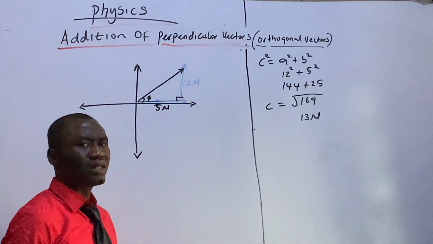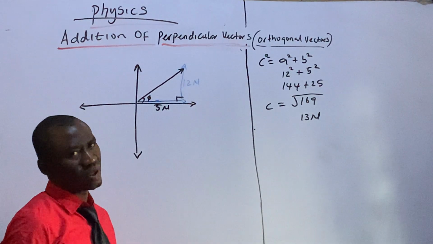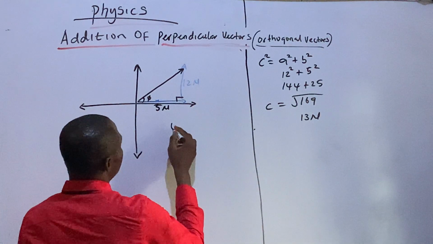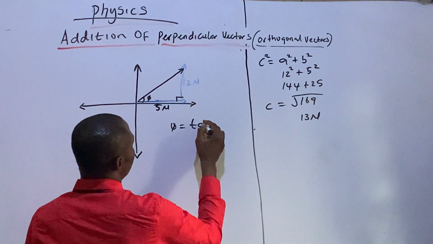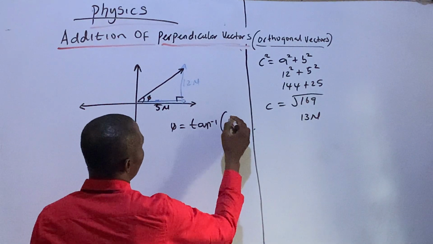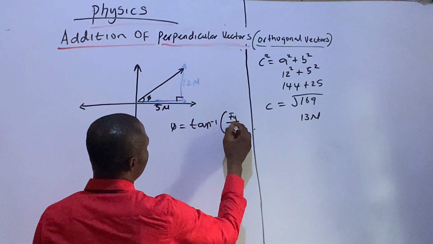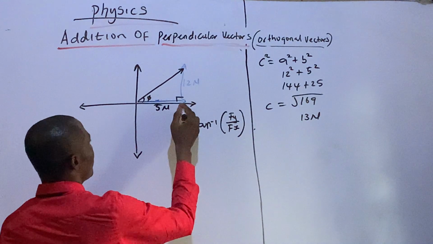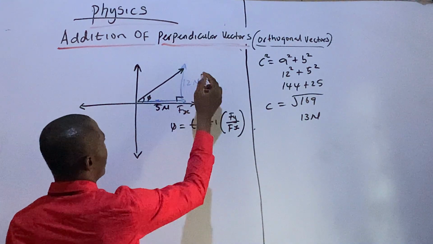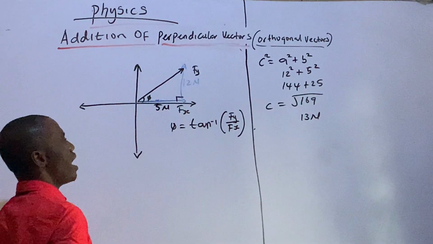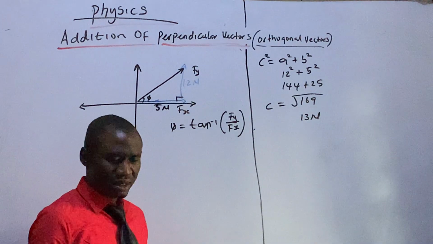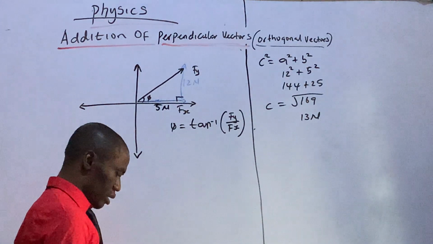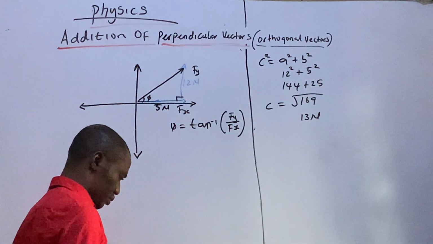But to find the direction, you need to be conversant with SOHCAHTOA. I'm going to use that for the theta. Theta is definitely the tan inverse of the F of y-axis over the F of x-axis. Now recall that this is the Fx. Recall that this is the Fy. So let's do that in our calculator.